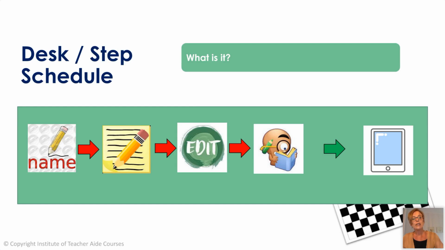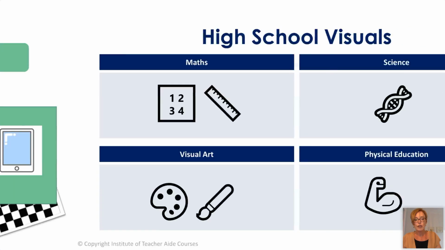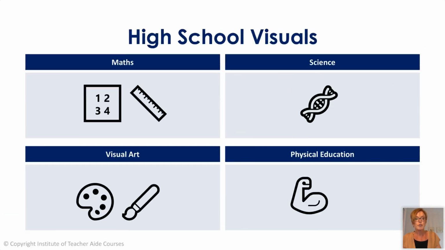And when they're finished, they take their name. When they've written their name, they can take that off and put it wherever the finish box is for that. When they've done their writing, they can take that off. Then they know they're up to editing their work, and so on. All right. So they're desk schedules.